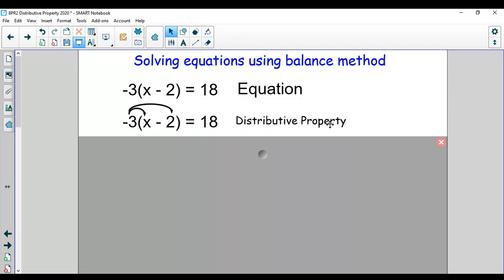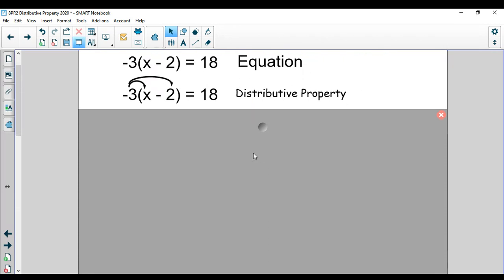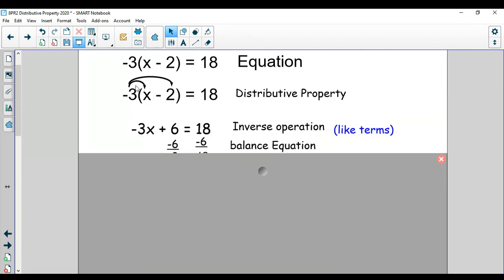First step, distributive property. Not like terms, not simplify, not anything else, distributive property. So when I look at my distributive property, I have a -3 times x, a -3 times a -2. Watch your signs. Look at my work. -3 times positive x is -3x. A -3 times a -2, a negative times a negative is a positive. 3 times 2 is 6. Look how my -3 did not touch the 18. The -3 is only multiplied by everything inside my brackets. The 18 is not inside my brackets, it is on the right side.